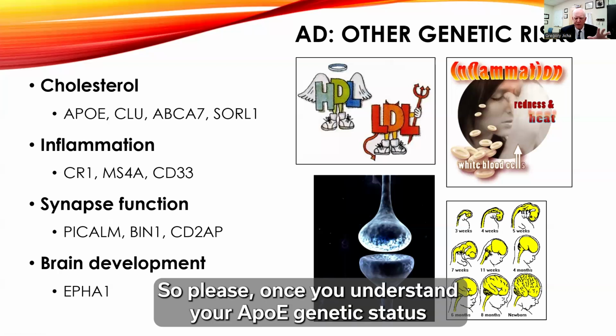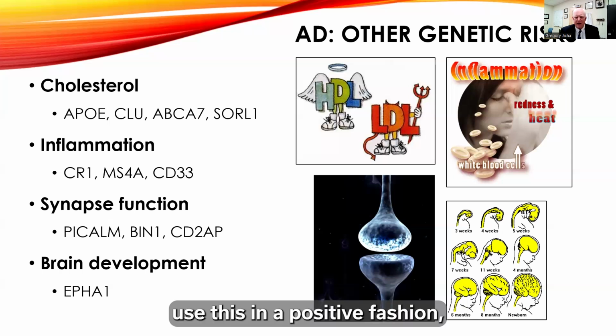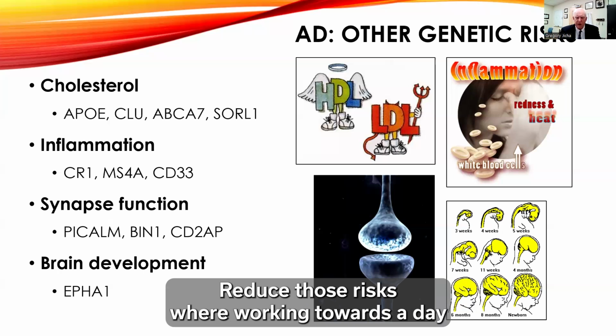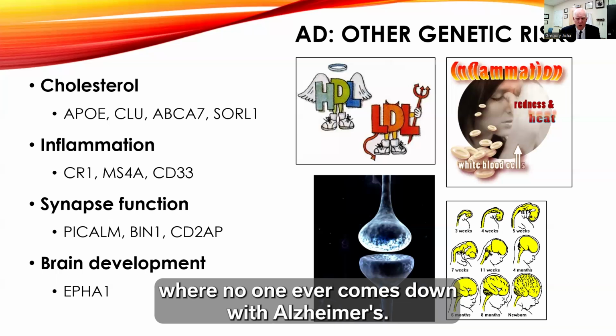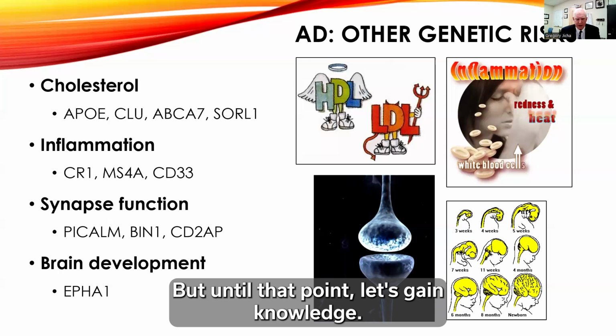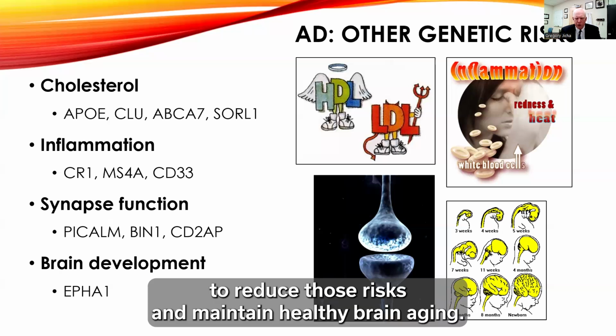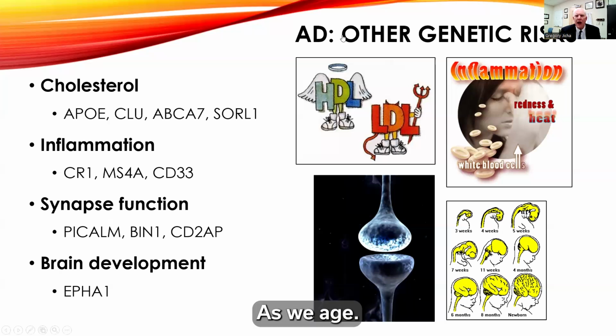So please, once you understand your ApoE genetic status, use this in a positive fashion. Begin to influence your environmental risks, reduce those risks. We're working towards a day where no one ever comes down with Alzheimer's. But until that point, let's gain knowledge. Let's understand our individual risks and work as hard as we can to reduce those risks and maintain healthy brain aging as we age. Thank you all.